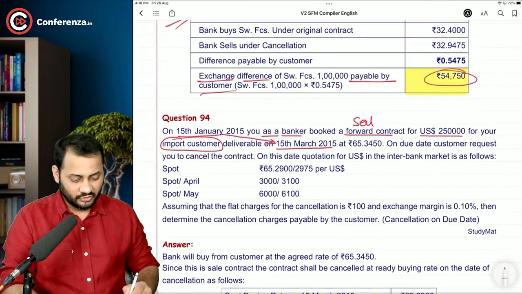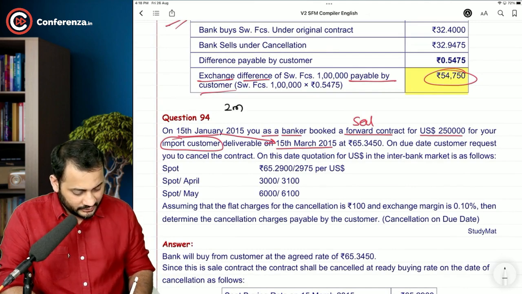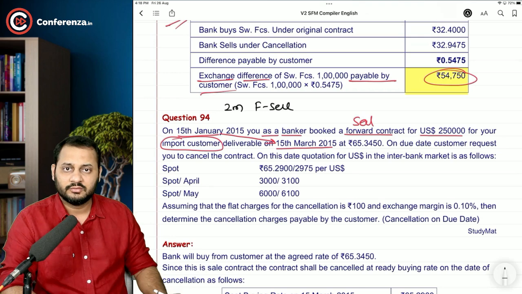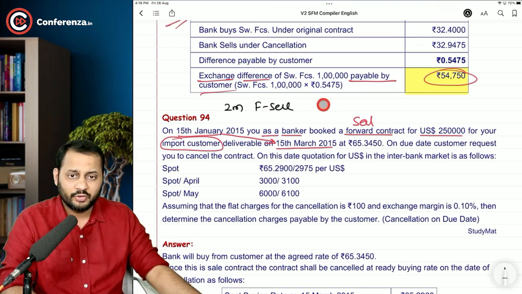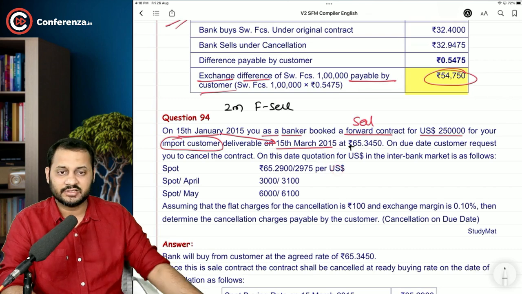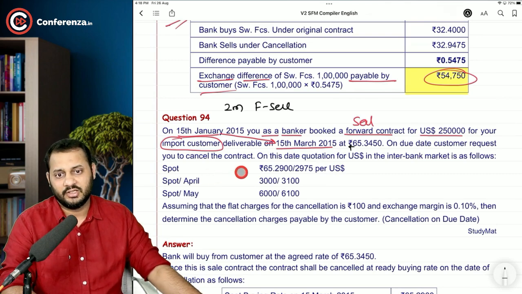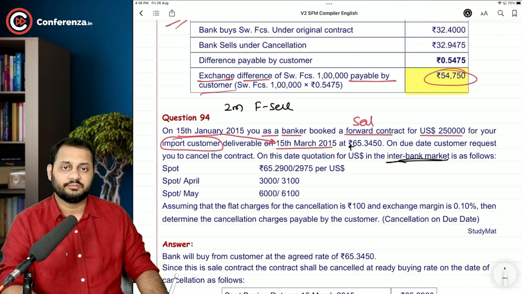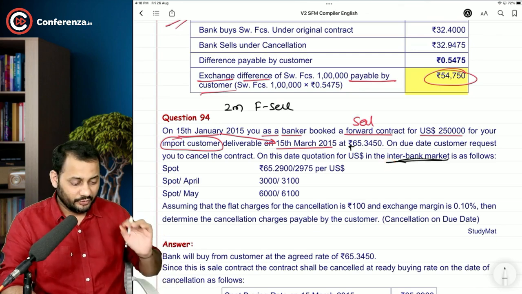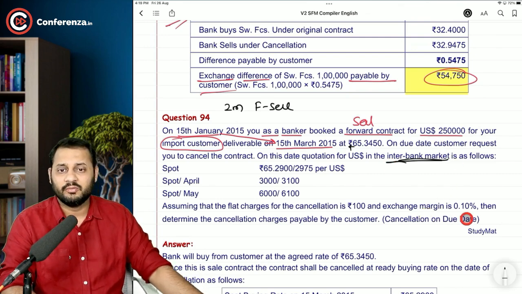So what is the original contract? The original contract for the bank is a 2 months forward sell. After 2 months, the bank will sell $250,000 to the customer at this rate. So we are selling, that means this is a receipt to us. On the due date, the customer requests you to cancel the contract. On this date, the quotation for the dollar in the interbank market is as follows. Now you tell me, if you are cancelling on the due date, what will be the new transaction?